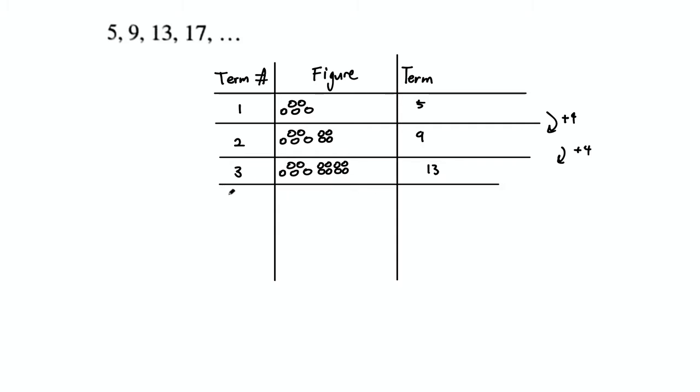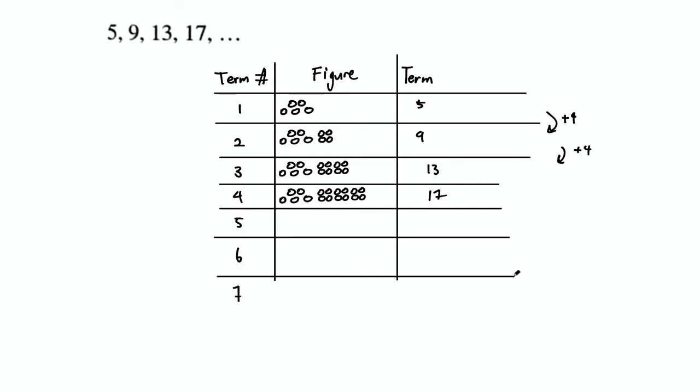Okay, and then we have term number 4, which is 17, which again we're adding 4. So then we take this, we take that, and then we're going to add another block of 4. So now we want to figure out what the next 3 terms are. So 5, and then 6, and then 7. So what is that going to be?